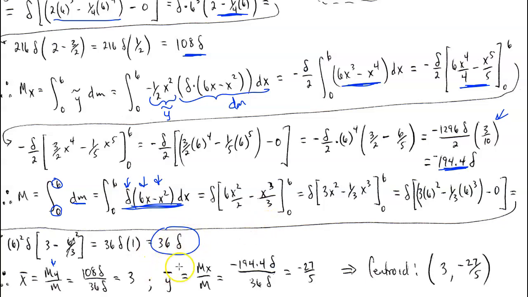And we also see that the y coordinate for the centroid is going to equal the moment about the x-axis divided by the system mass. And we see that we end up getting negative 27 over 5 for that. And so that lets us know where our centroid or our center of mass is going to be.